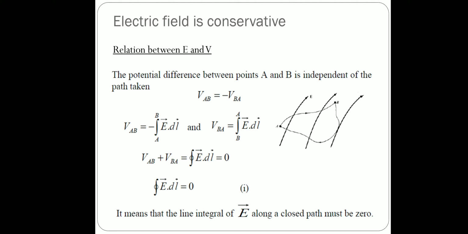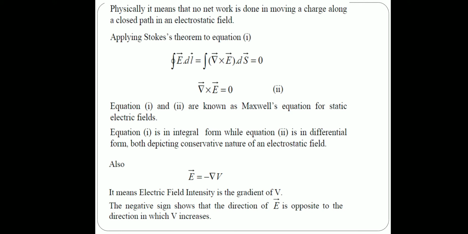If we take that minus to the RHS, we can say that the closed line integral of E dot dl equal to 0. So that is the condition for the electric field to be conservative. That means the line integral of E along a closed path must be 0. So physically it means that no net work is done in moving a charge along a closed path in an electrostatic field. If you are moving a charge on a closed path, then physically there is no net work. So that is called the electric field is conservative.